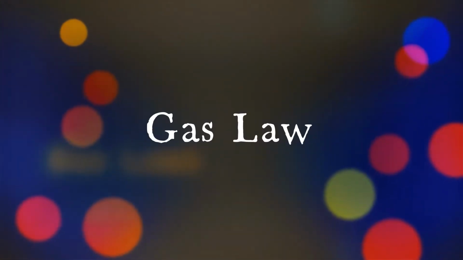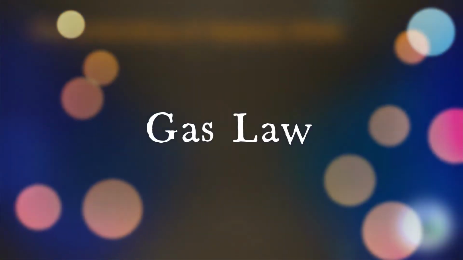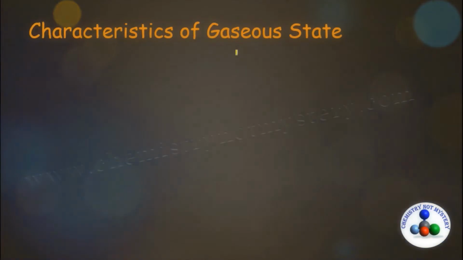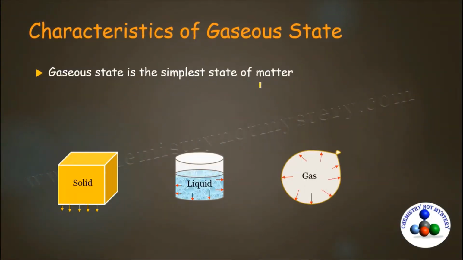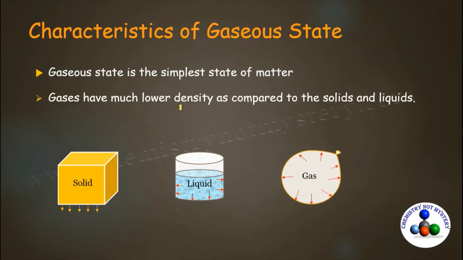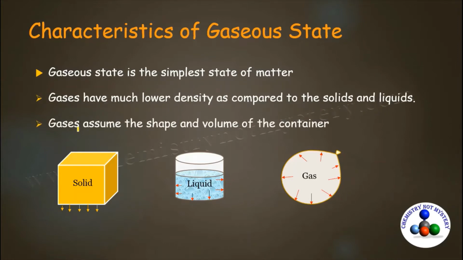Today we are going to discuss gas laws, but before that we are going to discuss some characteristics of the gaseous state. Gaseous state is the simplest state of matter. Gases have much lower density as compared to solids and liquids. Gases assume the shape and volume of the container.